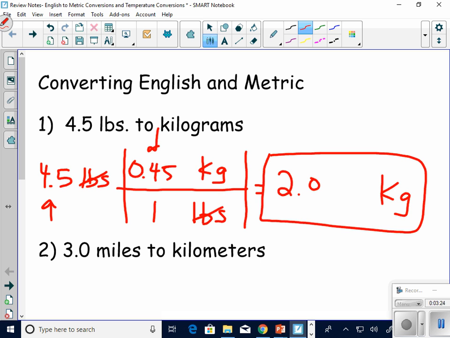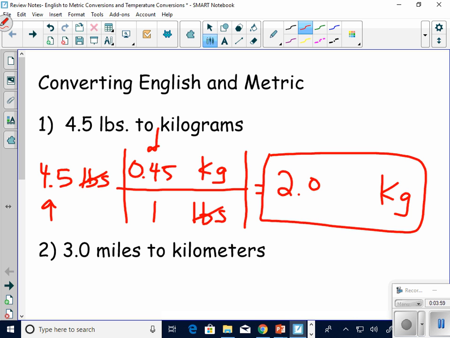2.0 kilograms. If I would just have 2 point, it would only be 1 sig fig. I need 2 sig figs. You don't count the 1. Don't count that 1 below.